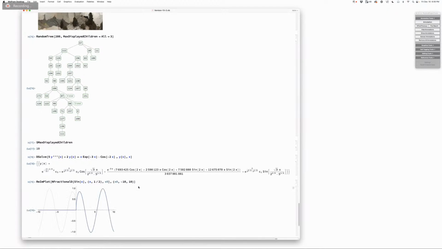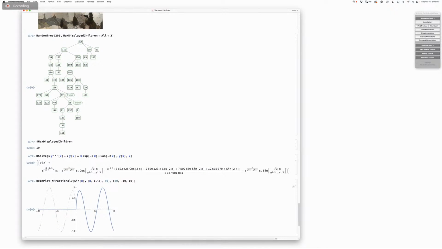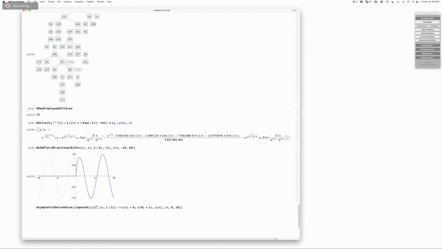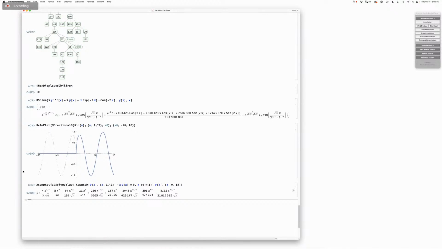Okay, another thing: we introduced fractional derivatives in version 13.1. So we can compute the half derivative of sine x. New in 13.2 is numerical fractional derivatives. And there's the result for the numerical fractional derivative of sine x, showing that it goes imaginary on the negative axis there. Likewise, we can do asymptotic solution of fractional differential equations. The Caputo D fractional derivative is what one needs to use for these kinds of equations, and there's the result for getting a series solution for that fractional differential equation.